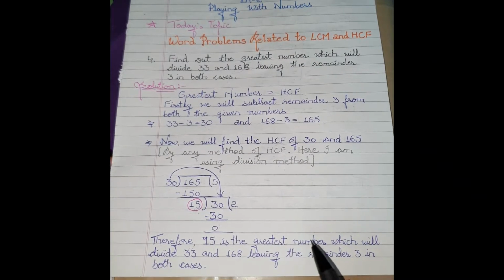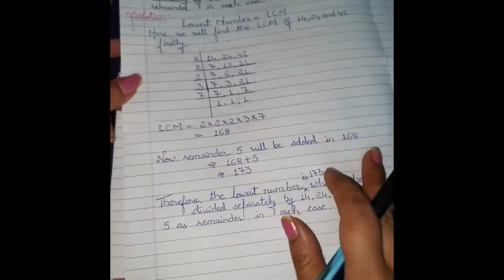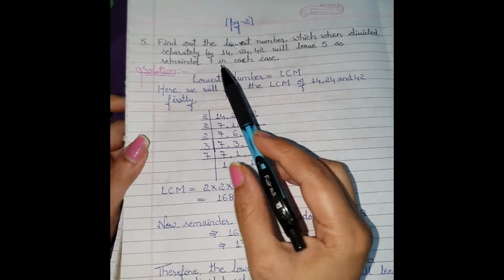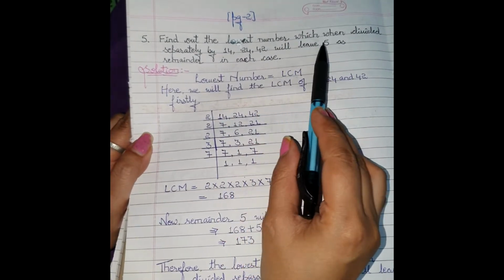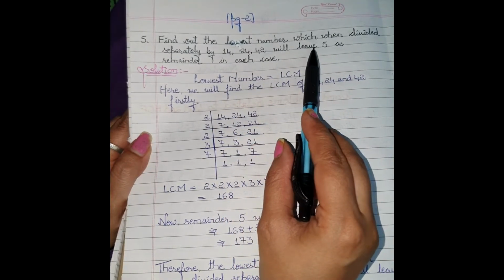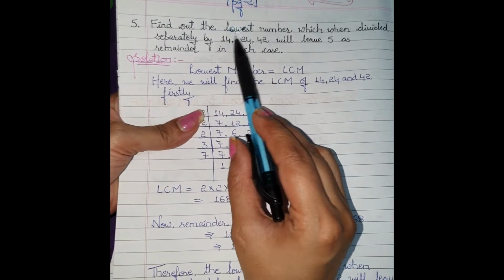So, this was your first word problem of today. Now, let us move on to the next word problem. Find out the lowest number which when divided separately by 14, 24, 42 will leave 5 as remainder in each case. Now we have to find the lowest number.